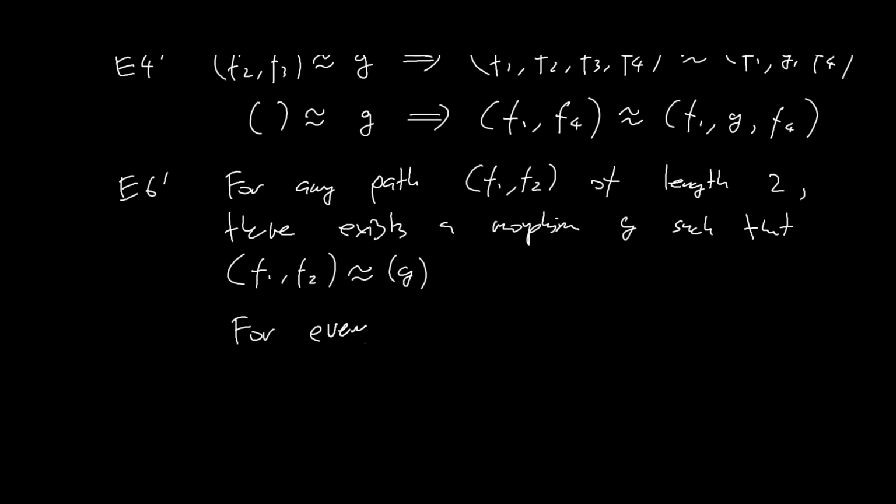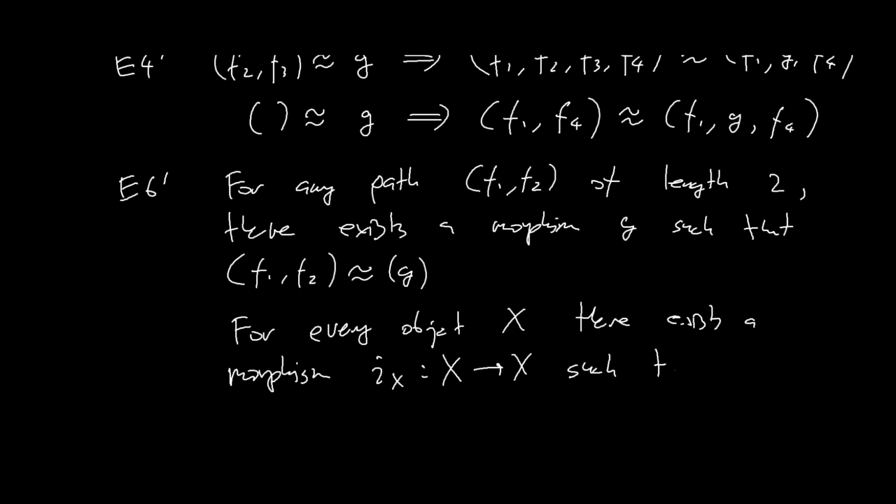So then I'm going to say for every object X, there exists a morphism that I'm going to call E subscript X. Oh, maybe I'm just going to call it IX, but this is not the same I as the complex number I. There exists a morphism IX from X to X, such that the empty path is equivalent to the single morphism path consisting of just IX. So reduction is possible for pairs of morphisms in a path, and also the congruence is possible for that.